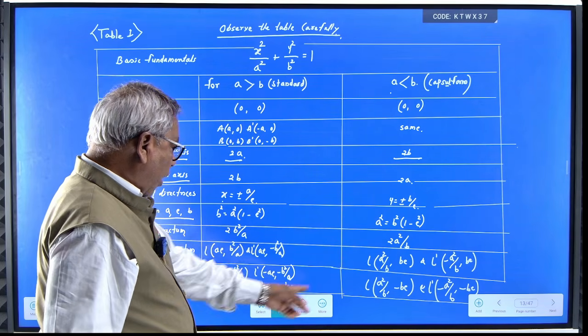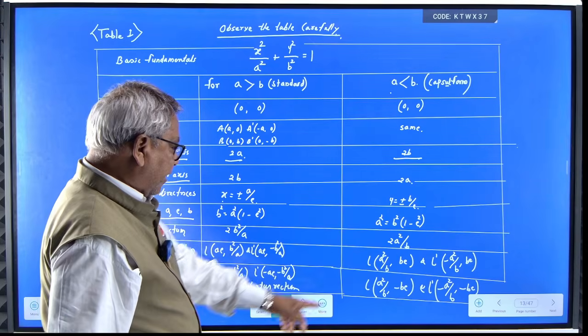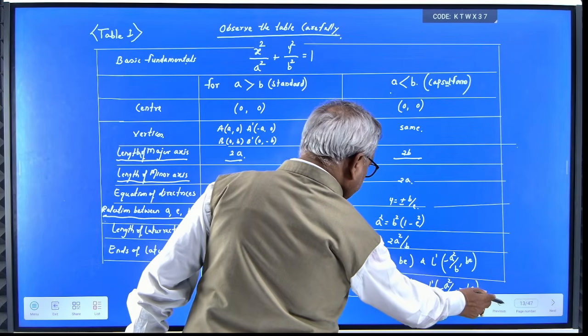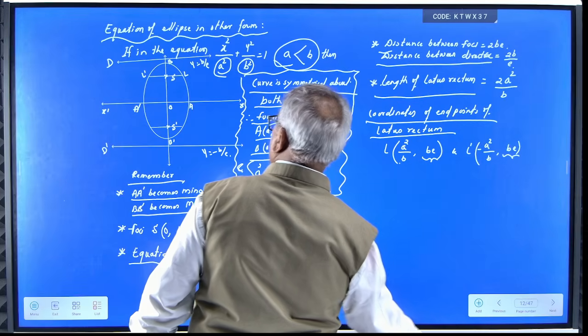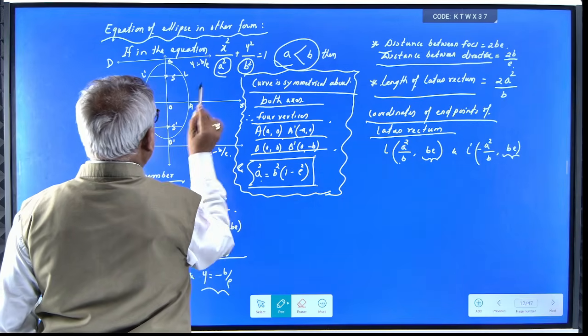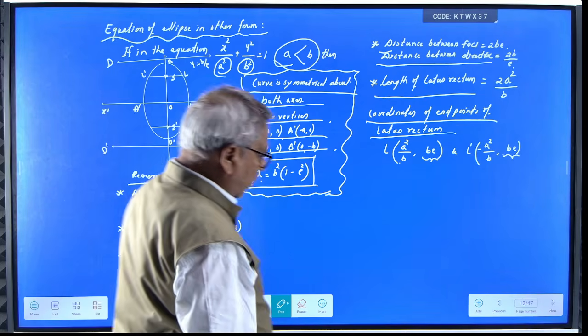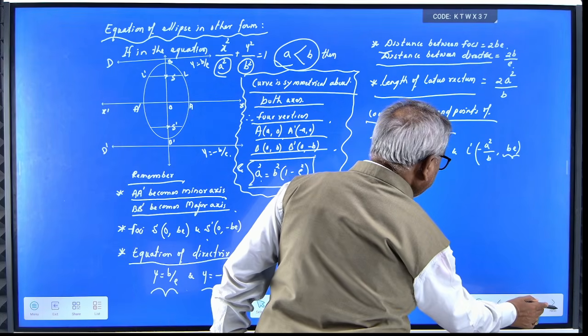So these are the two points for one latus rectum. There are two latus rectums. If you want, you can see that previously; we have shown it there. So that is the length of the latus rectum. Okay. Now listen.